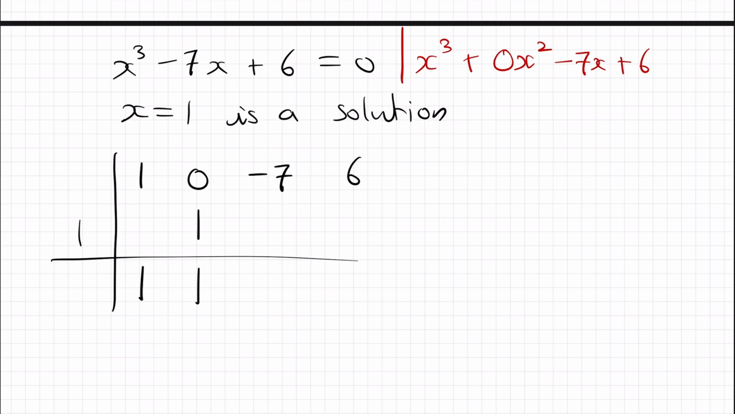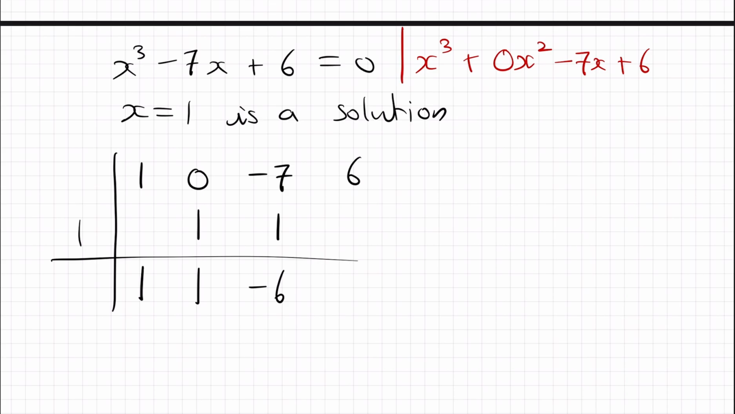Do the same process again. Multiply this number by the solution, and then move it over to there. So 1 times 1 is still 1. Add that over there, and then we add these two numbers. So negative 7 plus 1 is minus 6.